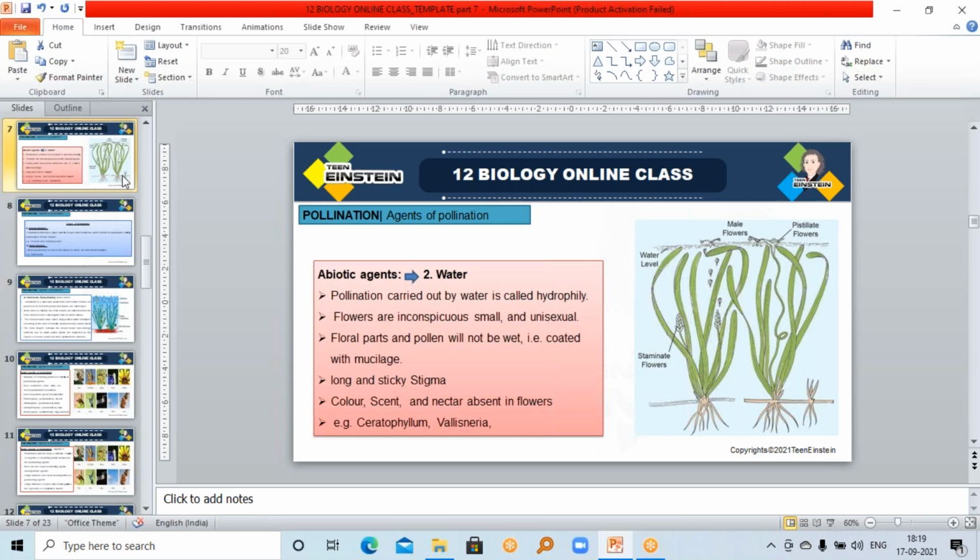Pollination by water is a rare case. It is very rare in flowering plants. Got it? It is limited to about 30 genera. It's not present everywhere. It is very rare, and it is limited only to 30 genera, and mainly it is seen in monocotyledons. Okay, this water pollination is mainly seen in monocotyledons.